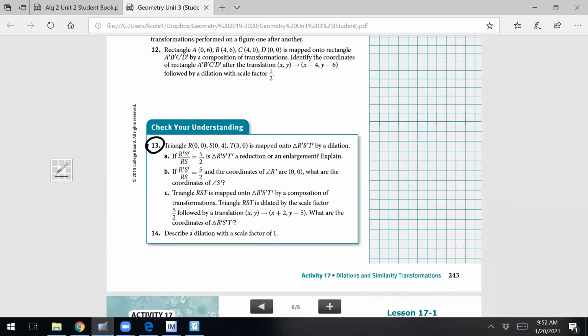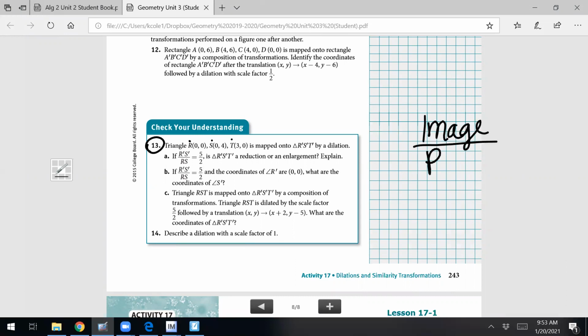Okay, triangle RST. It gives you the ordered pairs. This is where the pre-image is at, okay? It says it is mapped onto triangle R prime, S prime, T prime by a dilation. We talked about yesterday that the image is on top, the pre-image is on the bottom, okay?